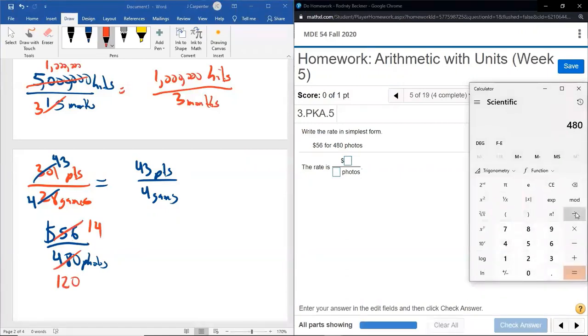So you can check with calculators. Nobody's stopping you in here on that. It's the only math class you'll ever hear me say, I don't mind calculators. So 120, because this is math for the real world. So we got $14 for 120 photos.